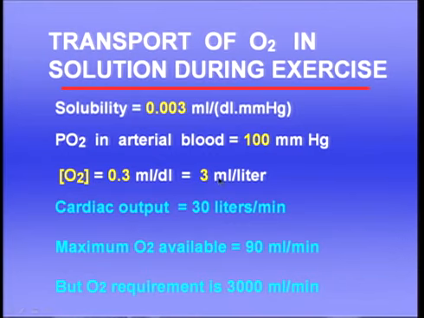Now suppose the cardiac output during heavy exercise is 30 liters per minute. That means that the maximum oxygen available is going to be 90 mL per minute. However, the tissues require about 3,000 mL per minute of oxygen, 3 liters per minute maximal oxygen uptake. So obviously the oxygen in solution is not sufficient. There's got to be another mechanism for oxygen transport, and of course, as we all know, this is hemoglobin.